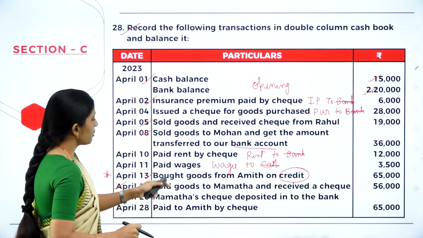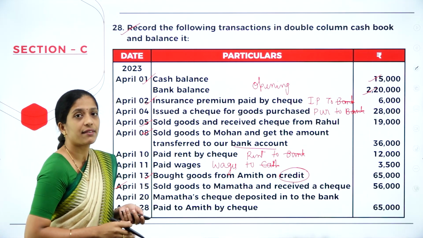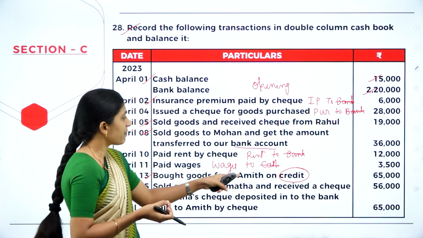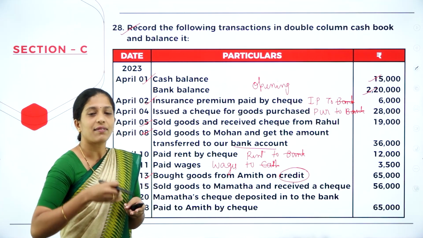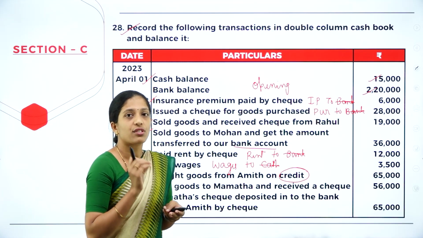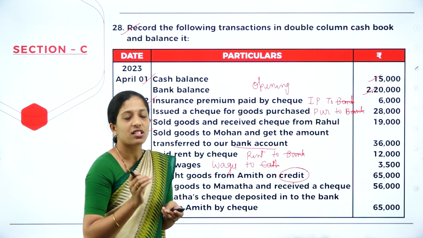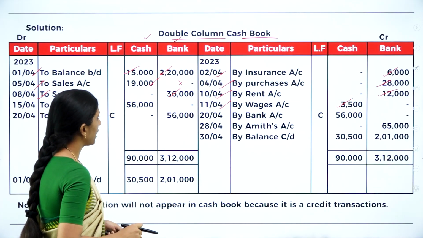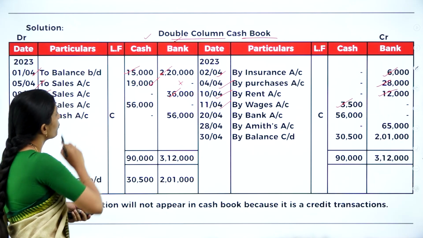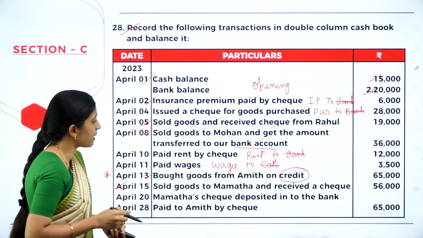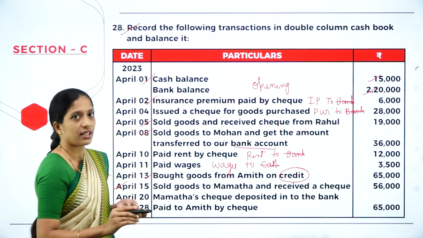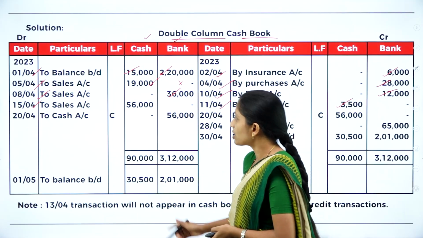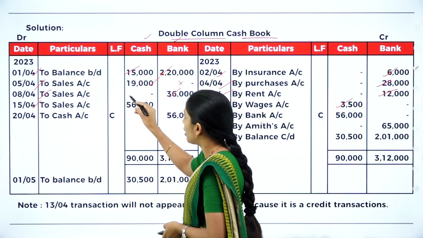Next, April 15, sold goods to Mamata and received a check. Now we are selling goods to Mamata and we have received a check. So while receiving, what you have to do, you have to see whether it has been deposited on the same day or not. So what is the entry for this? April 15th, to sales. Since we have received a check and it is not deposited on the same day, you have to write the amount in the cash column. So you have to be careful in your double column cash book.